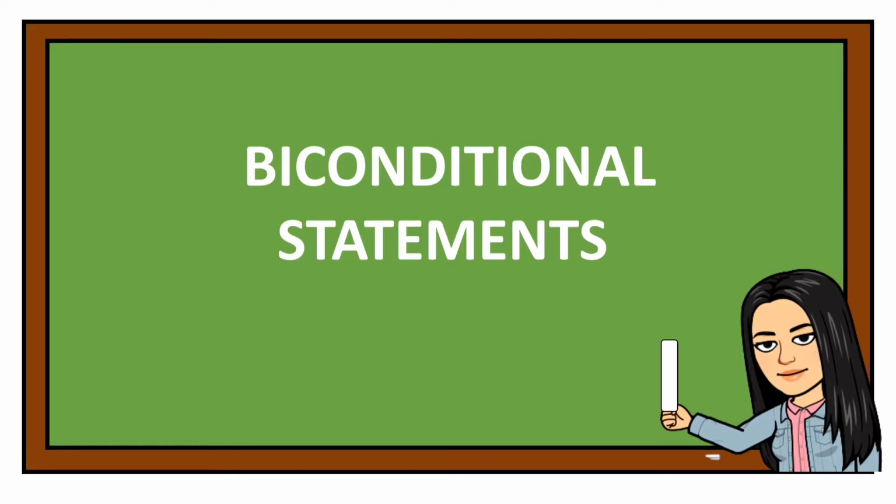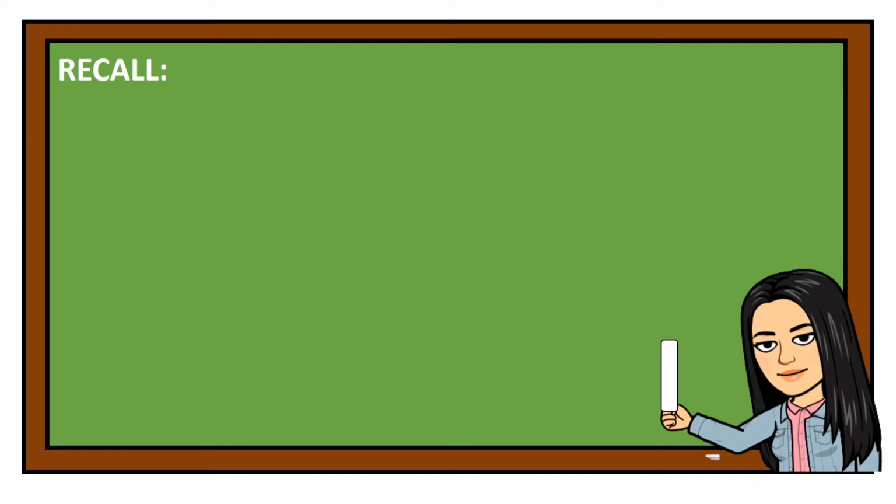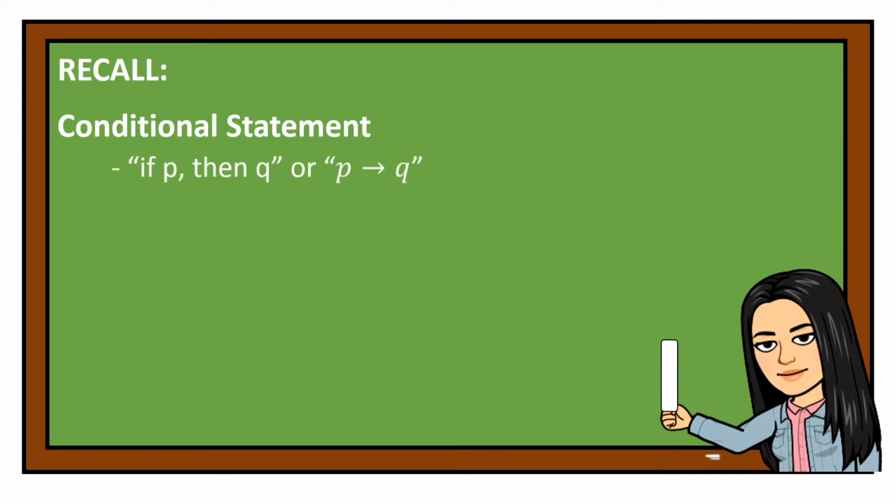Our lesson for today is about biconditional statements. So let us recall our previous lesson. Last time, we discussed conditional statements. When we say conditional statement, it is also called an if-then statement, wherein it is in the form, if P, then Q, or in symbols, P implies Q.